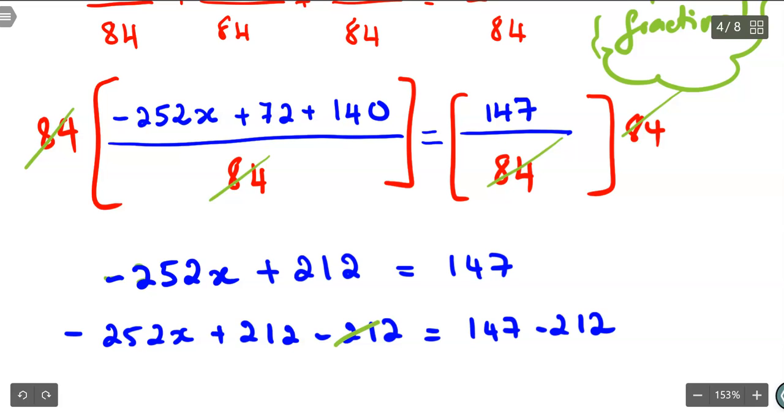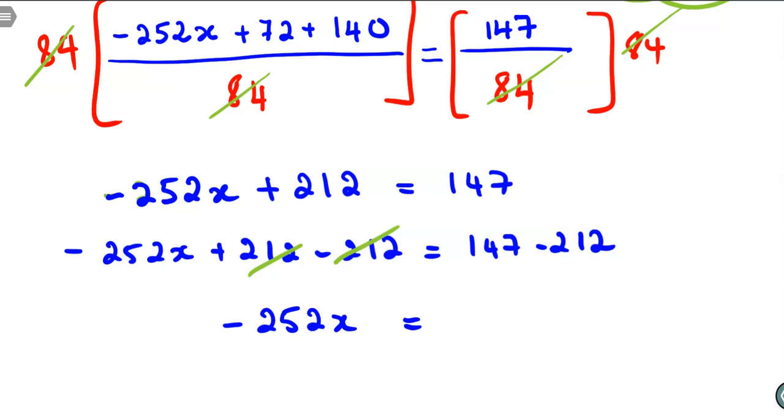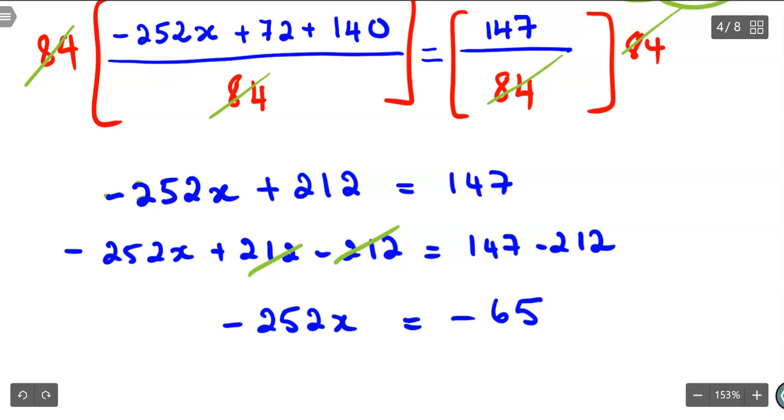subtract 212 on both sides. So this, cancel that. And what do I have next? I will write this as such. Now, 147, subtract this, I should have negative 65. Okay, so you can go ahead and check that.